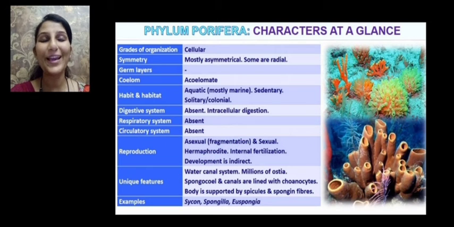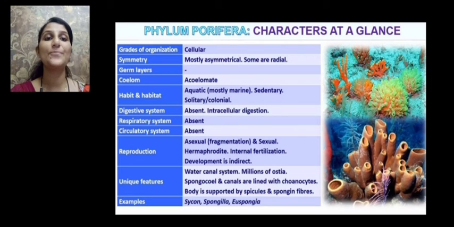Now let us summarize Phylum Porifera. What is the level of organization? It is cellular. The symmetry is, most of them do not have a symmetry, so they are asymmetrical, and very few have radial symmetry. What about the germ layers? They are absent. About the coelom, they are acoelomate. Habit and habitat, most of them are aquatic, and mostly they are seen in marine water. And digestive system, intracellular digestion.